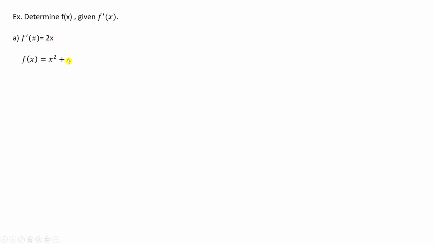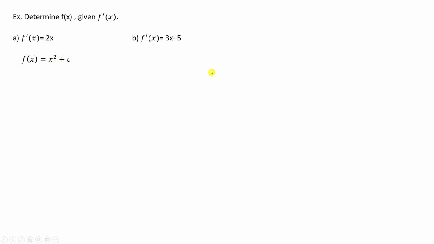The c is because the derivative of a number is just 0. So we could have had x squared plus 341. Derivative of 341 is just 0. You could have x squared minus 11. Derivative of minus 11 is just 0. So what we've done is we've given every possible answer for the function that has a derivative of 2x.